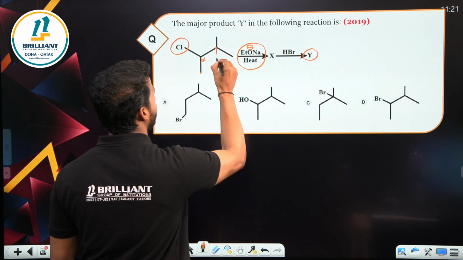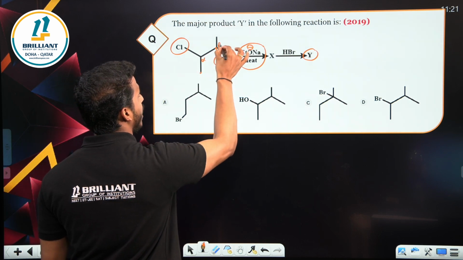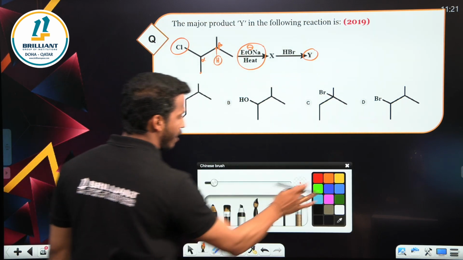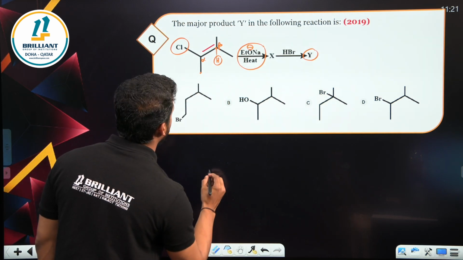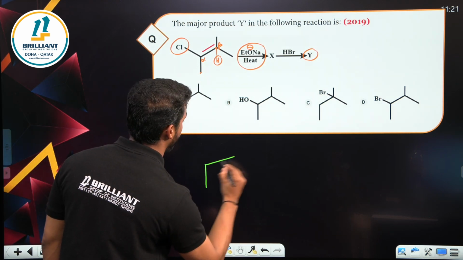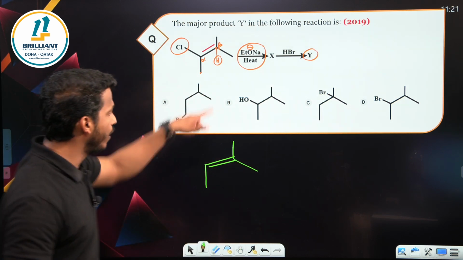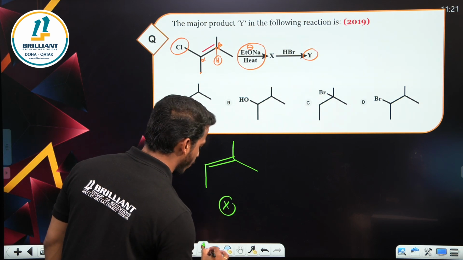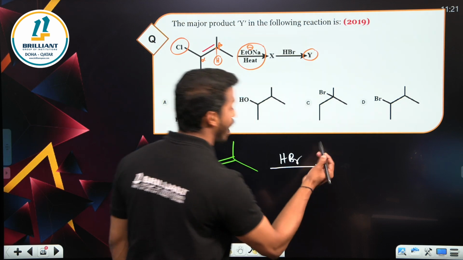So let me take hydrogen from this carbon, dear all. Take halogen from alpha, take hydrogen from beta and make a double bond between alpha and beta. So the product will be like this, dear all: the double bond in this area, and there are two methyl groups like this. This is your compound X, to which they are adding HBr without peroxide.